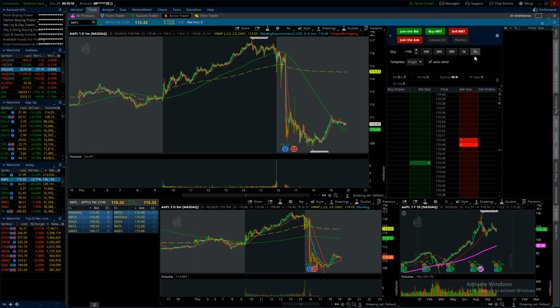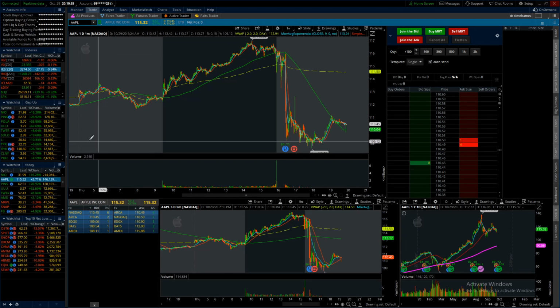Then you have the flatten button, which of course just flattens your position no matter what, which is kind of like a get me out button, right? Just get me out now. So that's how I have this set up. There's a bunch of other buttons you can put up here, but this is how I have it set up. And then these buttons just adjust the quantity really quickly.